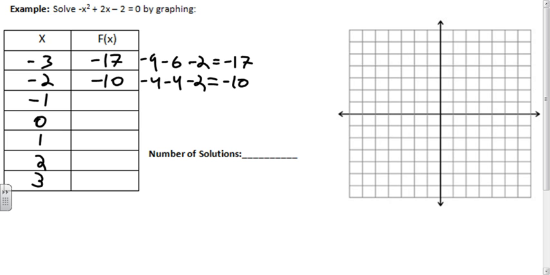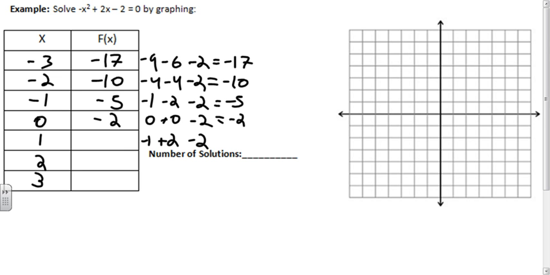-1 squared is 1. We want the opposite of it. Plus 2 times -1 is -2. And subtract another 2 here. This becomes a -5. 0 squared is 0. Plus 2 times 0 is 0. And subtracting a 2. Left with a -2. 1 squared is 1. And we want the negative of it. Plus 2 times 1 is 2. And we're subtracting 2. Looks like these ones cancel out. And this one becomes a -1.